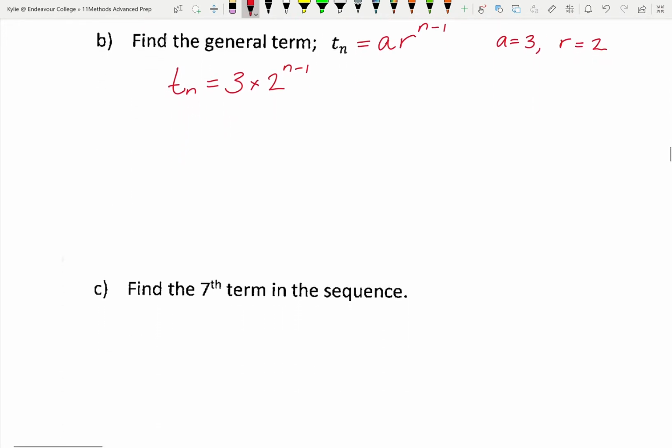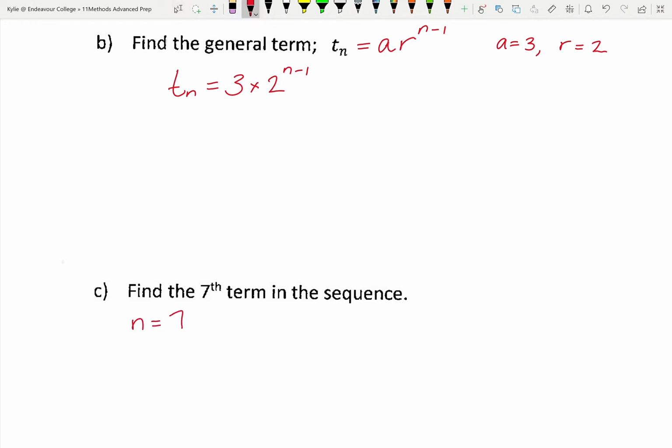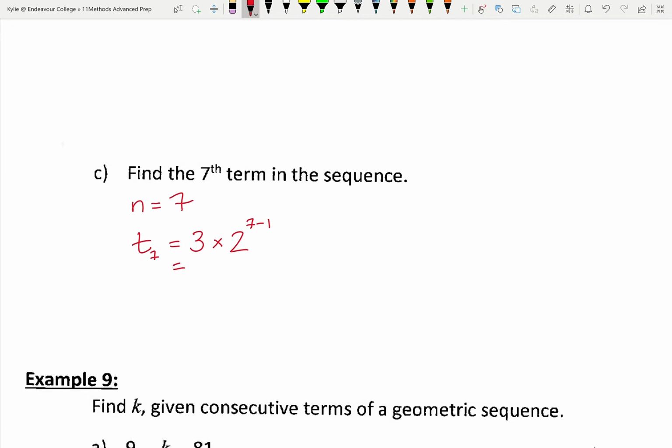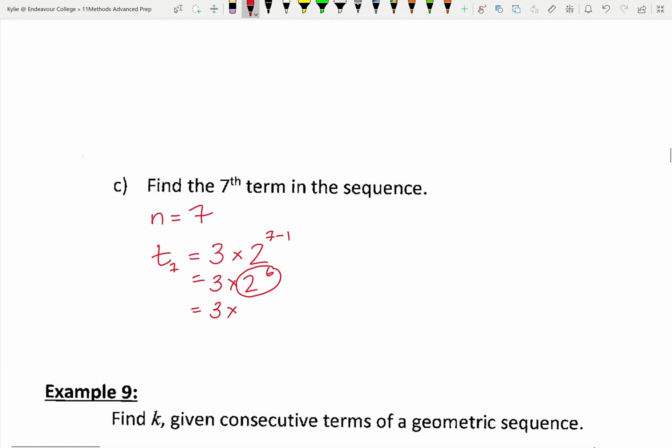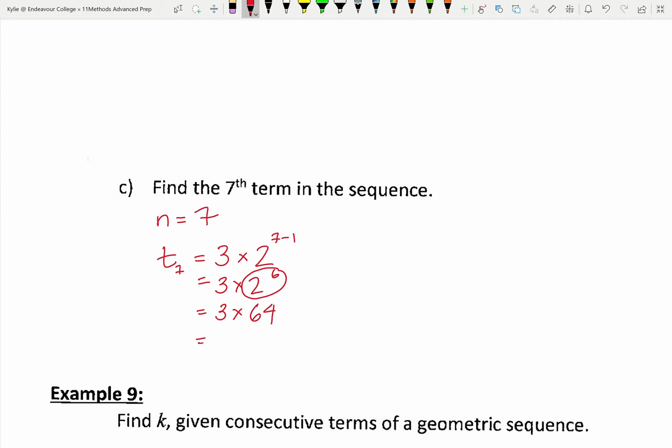Question C says find the 7th term. So we're letting n equal 7. The 7th term, T7, is going to be 3 times 2 to the power of 7 minus 1, which is 3 times 2 to the power of 6. Now, BOMDAS rules tell us to evaluate 2 to the power of 6 first. Check on your calculator: 2 to the power of 6 is 64, and then 3 times 64 is 192. So T7 equals 192.